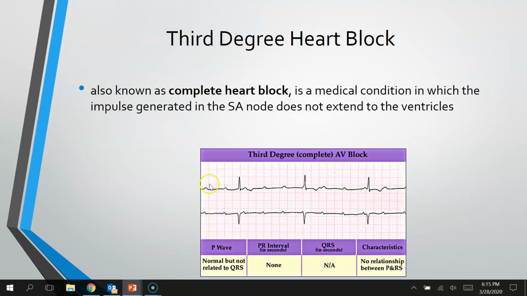EKG. So we see a P wave here, a P wave here, and then all of a sudden we have a QRS not associated with that. We have a P wave again, QRS out of nowhere, and then the T wave, and then our P wave and P wave. So there's just no connection with those P's and QRS's.